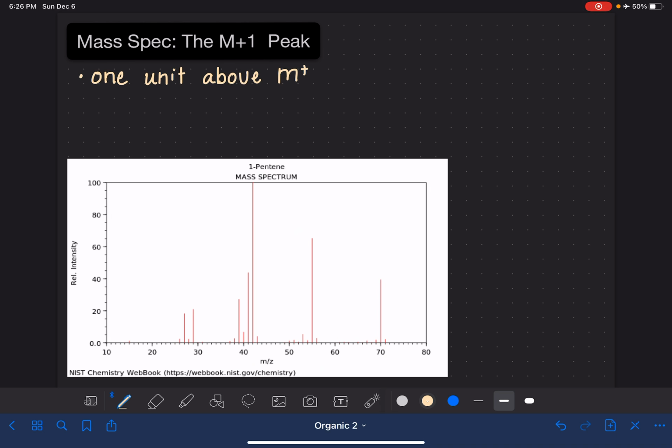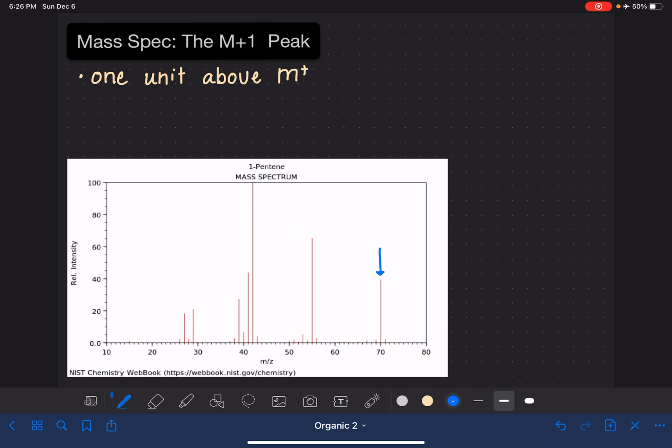So in order to find the M+1 peak, you have to be able to find the M+ peak. Remember that the M+ peak is the peak on the right-hand side that has the highest abundance. So if we look on this spectrum, on the right-hand side, the peak with the highest abundance is this peak right here at 70.